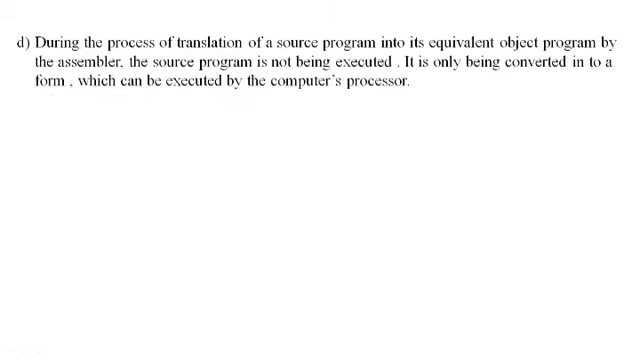During the process of translation of a source program into its equivalent object program by the assembler, the source program is not being executed. Means whatever code gets converted from the assembly language to the low level language, it is only the object program. The result is not provided to the user. Only the code gets converted from assembly language to machine language. Later, after being converted into machine language code, the code is executed by the computer's processor.